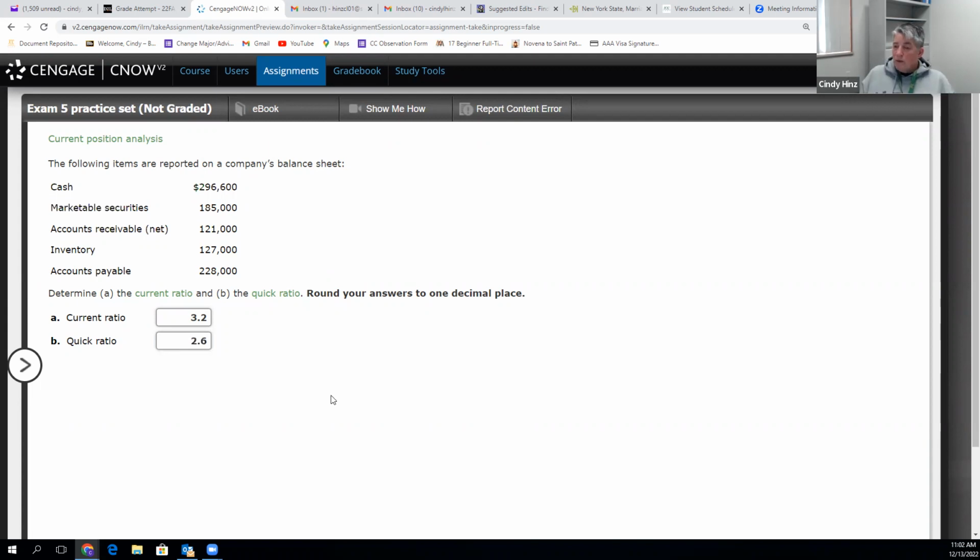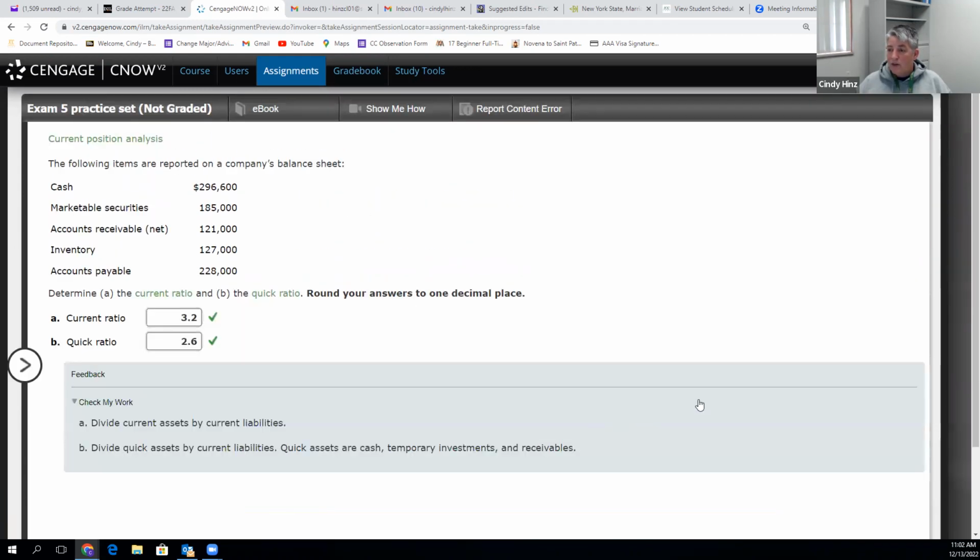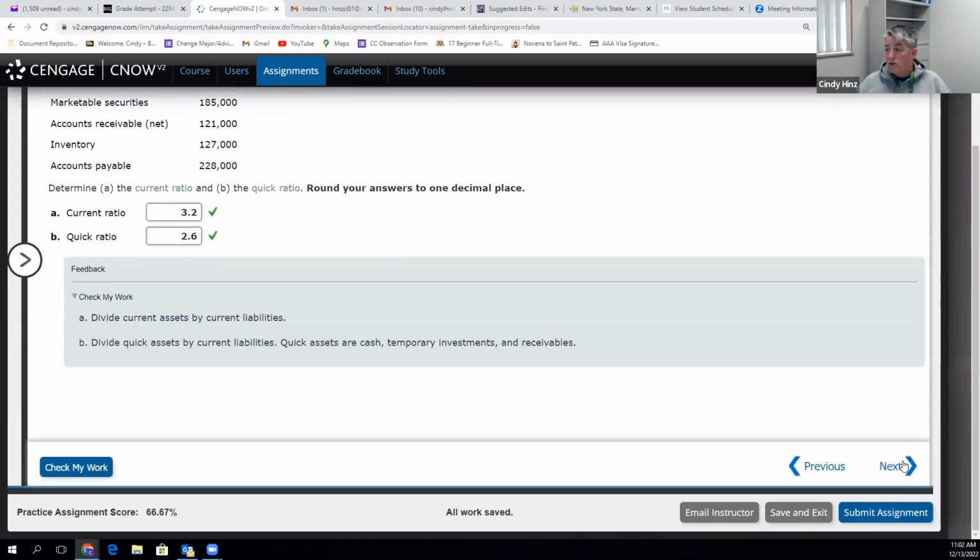We do also have a rule of thumb for quick ratio. We're looking for a ratio of at least 1.0. And so again, it looks like this company is fine, that they have plenty of current assets available with which they can pay their current liabilities. And then have quite a significant cushion in case some unexpected need arises for that cash.